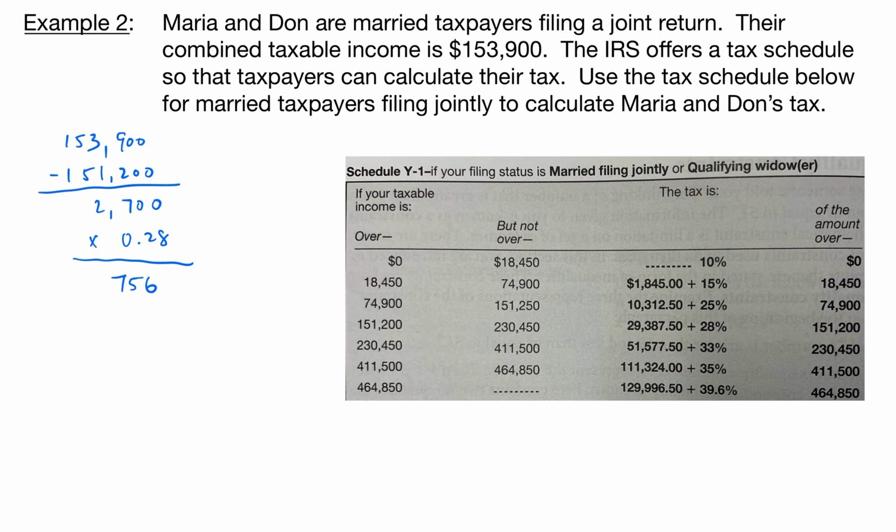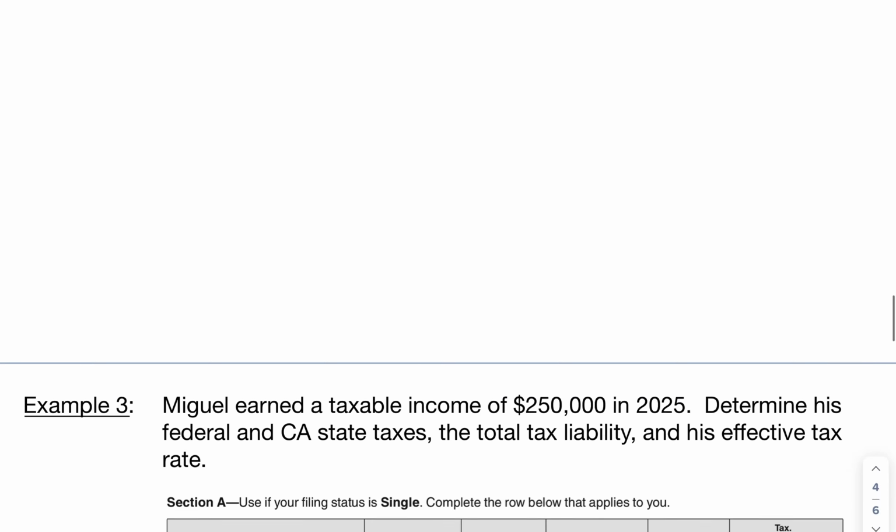Now we add in the $29,387.50, and that works out to $30,143.50. So this ends up becoming Don and Maria's tax liability at the federal level. All right, so let's go ahead and move on to example 3.